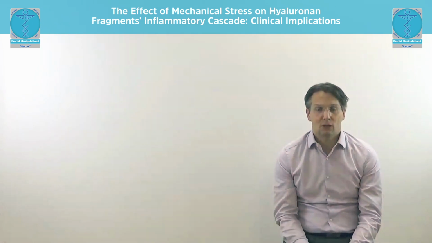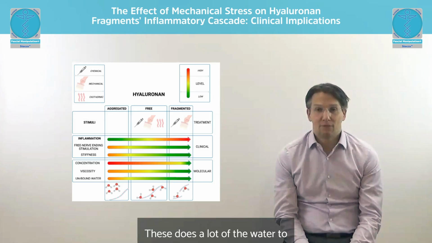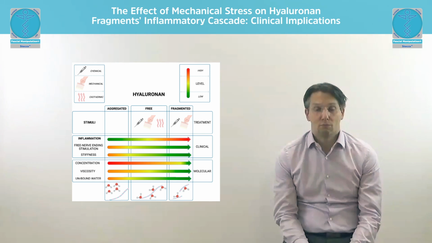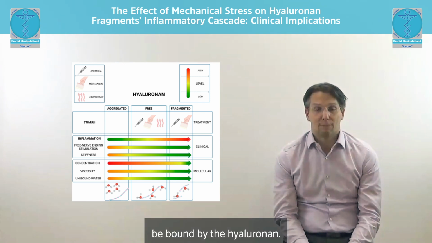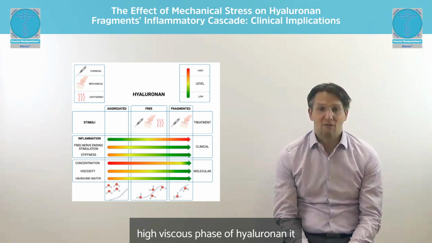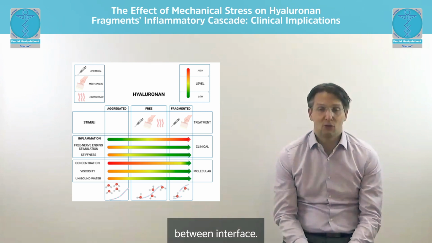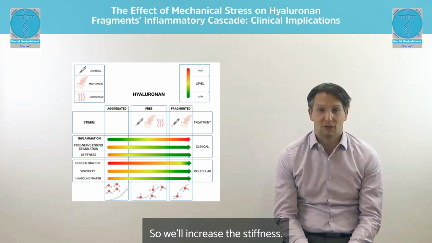But if for some reason hyaluronan starts to aggregate, this doesn't allow the water to be bound by the hyaluronan. It will start to have what we call densification, a highly viscous phase of hyaluronan. That for sure will affect the shear rate between interfaces, so it will increase the stiffness.